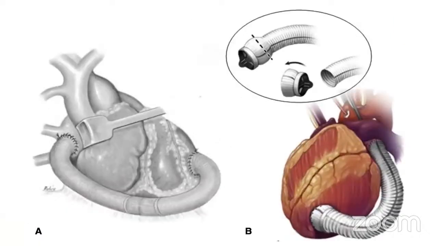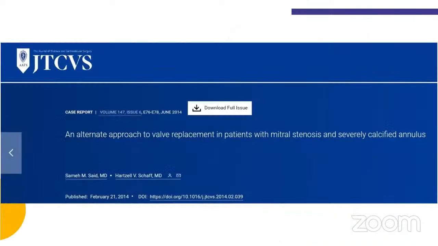This is the extra anatomic or the atrial bypass. It was first published in 1981. They will do a bypass from the left atrial to the apex, going from the right side, with the conduit having a valve in the middle of it, with a high chance of valve thrombosis. So there wasn't a lot of study about it, and in 2014 there is a case report titled "An Alternate Approach to Valve Replacement in Patients with Mitral Stenosis and Severely Calcified Annulus."